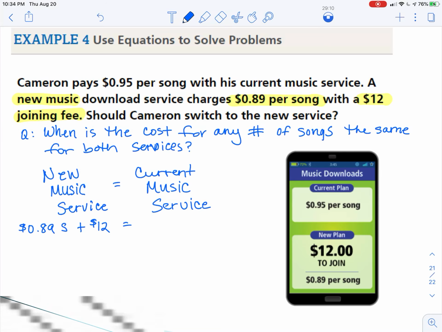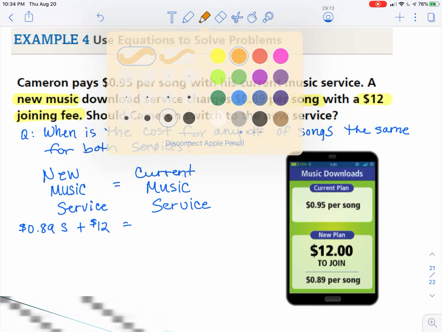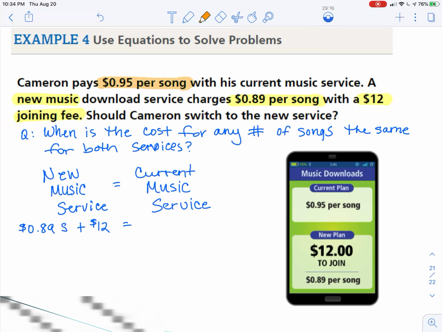The current one that he has, all we know about that one is that he pays 95 cents per song. So we would simply express that as 95 cents per song. Think about it. 95 cents for every song that you play would be the cost for that service. We don't know the number of songs. That's what we're trying to find out. At what point will the services cost me the same? I want to figure out how many songs I could get for the same. This question: when is the cost for any number of songs the same for both services?